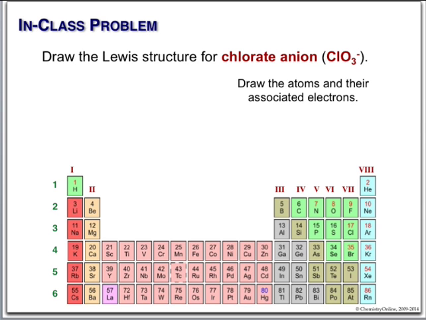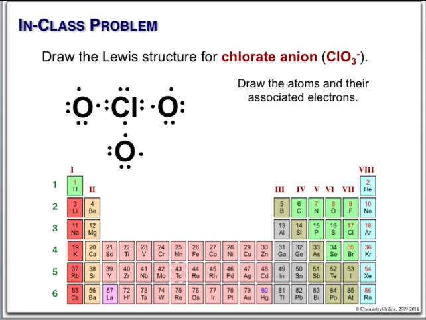Chlorine is here in group 7, so we have a chlorine with 7 little dots. Because it has 7 dots, we're going to have 3 pairs and 1 single. Oxygen is in group 6, so it's going to have 6 electrons around it. 2 sets will be paired, and 2 will be single. So what we're looking at is this.